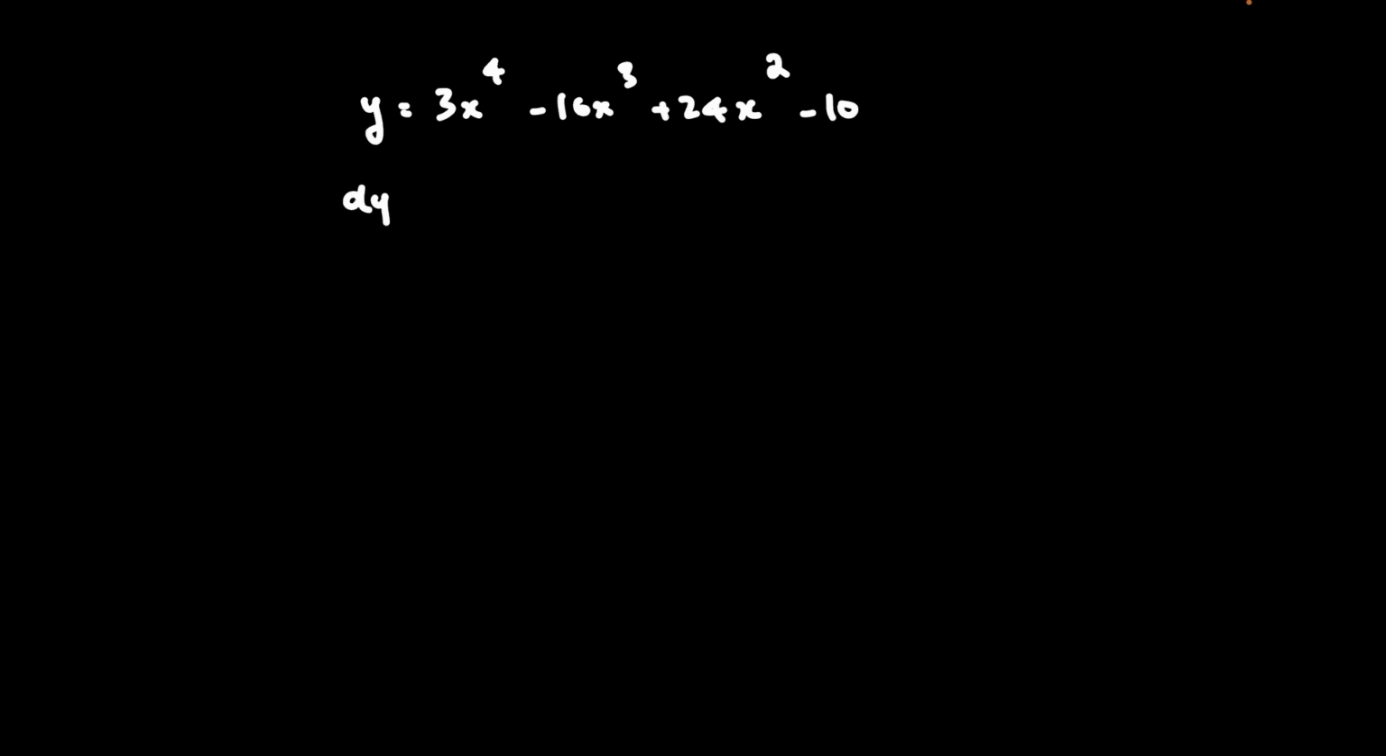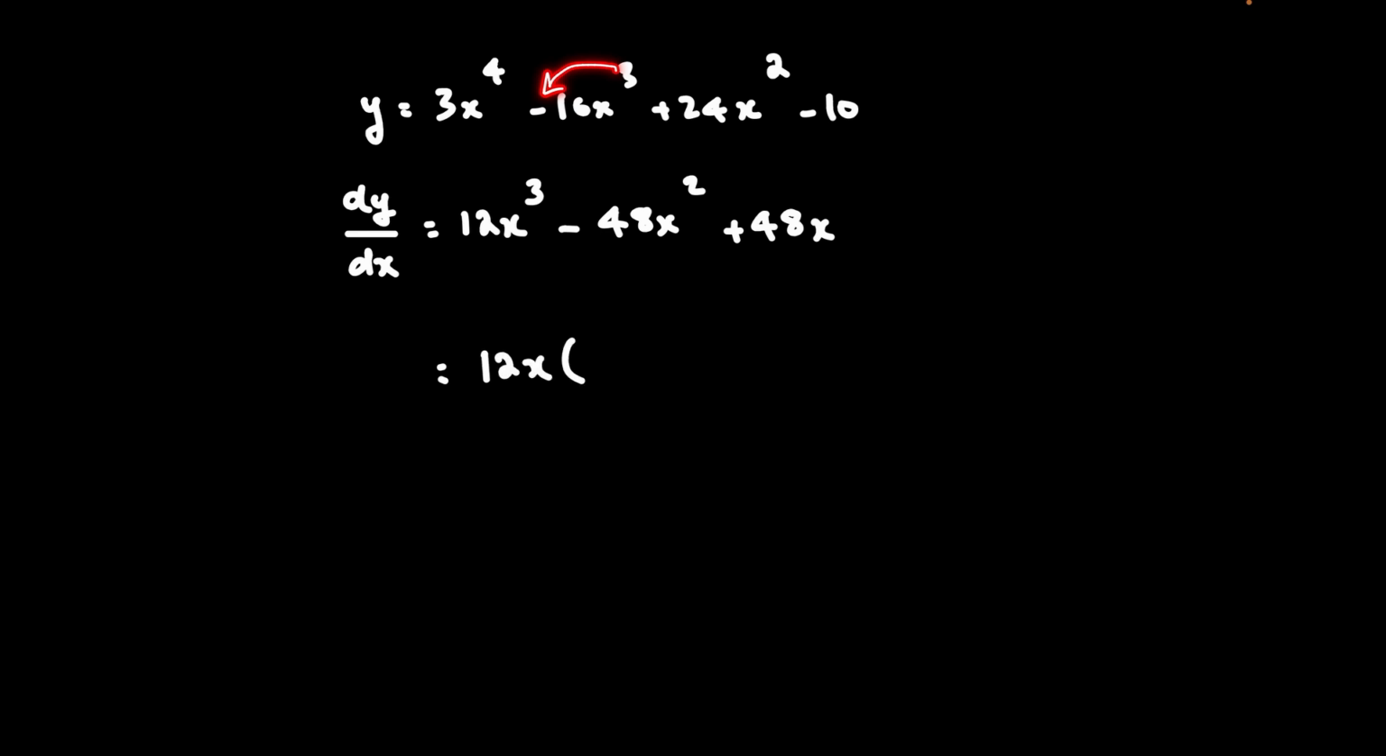To work out the stationary points, the first thing we're going to do is differentiate. The derivative of this function is 12x cubed minus 16 times 3, because we have to bring the power to the front. So that's 48x squared, plus 48x. And we can simplify this by factoring out a 12x, and we'll be left with x squared, take 4x plus 4.